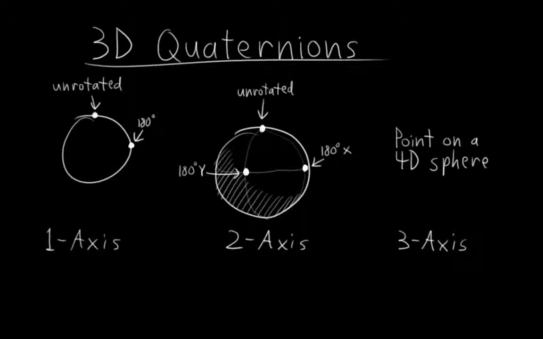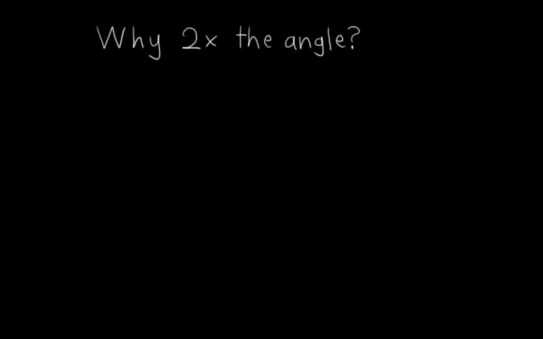But don't worry, the mechanics are exactly the same as the single axis and 2-axis case, it's just extended to one more axis. All the same rules still apply. So you may be wondering, why do quaternions double the angle? Why not just leave it alone?